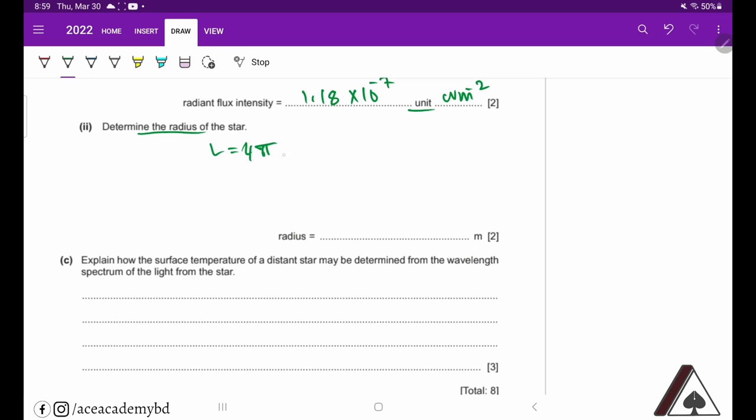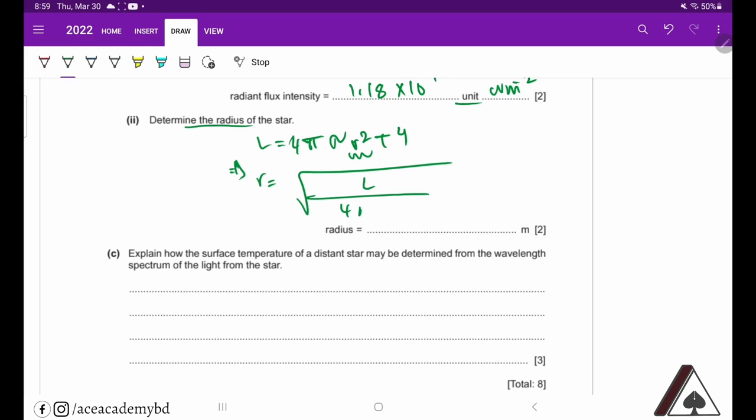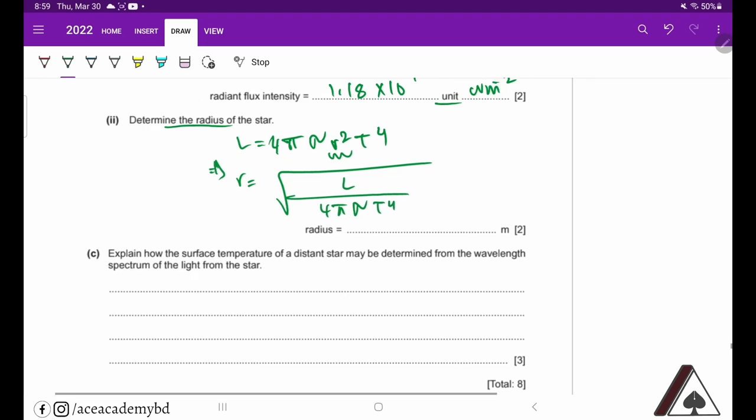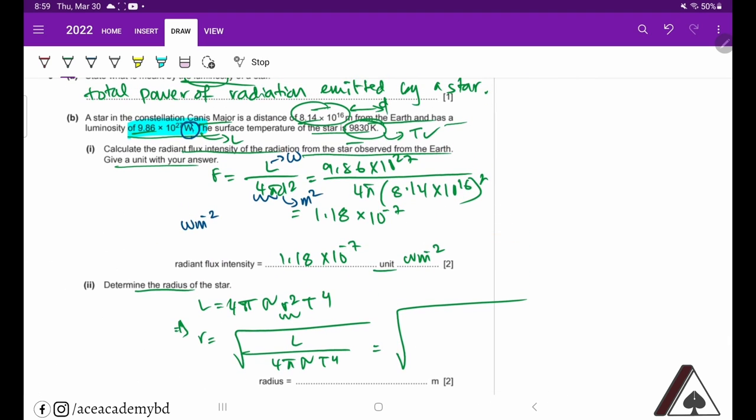So, L equals 4 pi sigma r squared T to the power 4. That's basically the equation which you have to know. And over here, we have to find out the radius. So the radius will basically be the square root of L divided by 4 pi sigma T to the power 4. If you just substitute these values, you're going to get the answer. All these values are already provided to us.